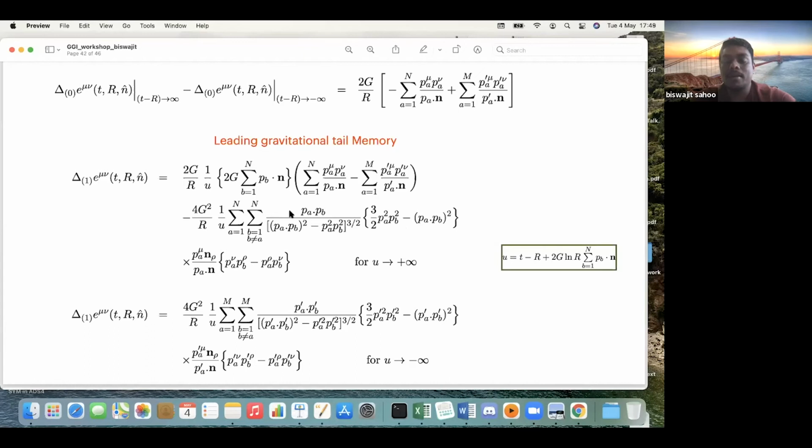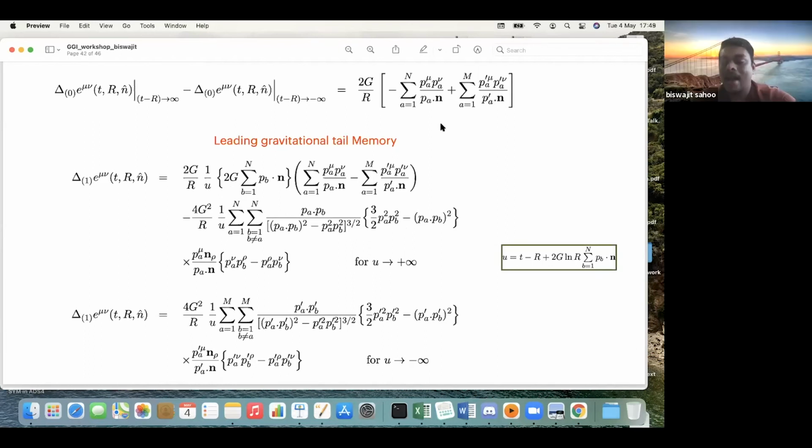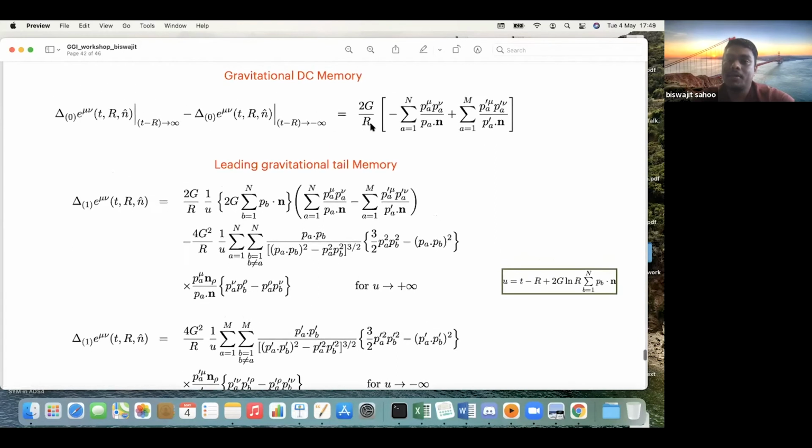And if you try to determine with that u, then you can see that this tail term is the same order as the leading gravitational memory. So whatever you take, r definitely has to be larger than that. Both terms have a 1/r factor. You see that this first line is the gravitational memory.